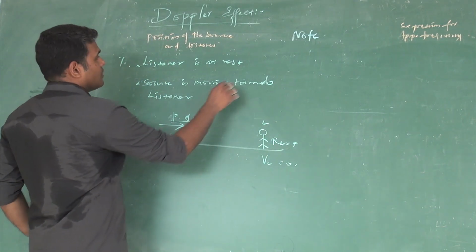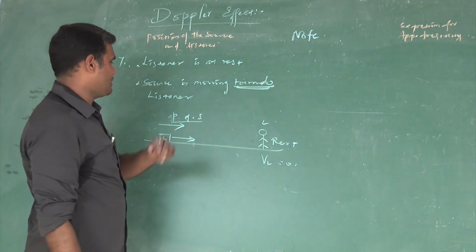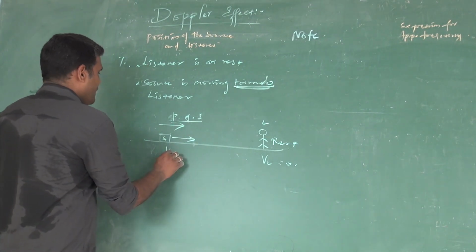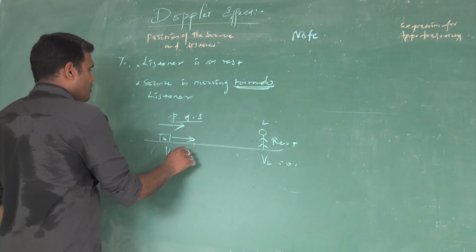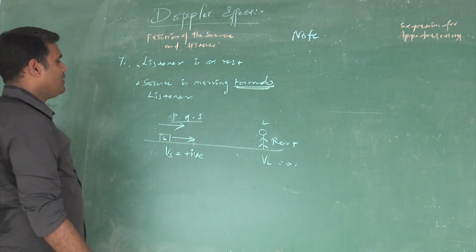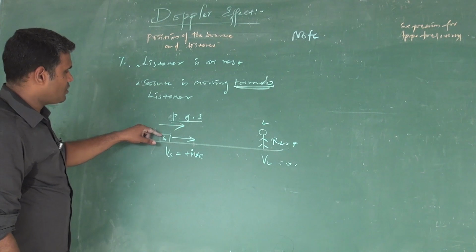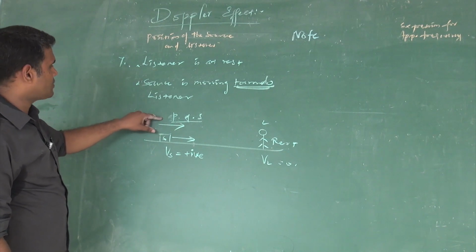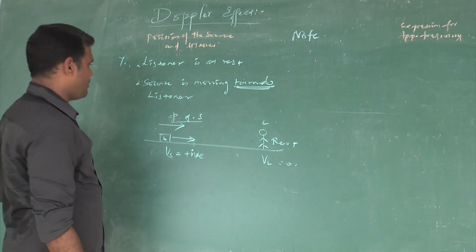Source is moving towards, I have taken the condition towards. Source is moving towards the listener. So Vs is traveling along the direction of propagation of sound, so Vs is taken positive. Velocity of the source is along the direction of propagation of sound, so Vs is positive. Both are traveling along the same direction.